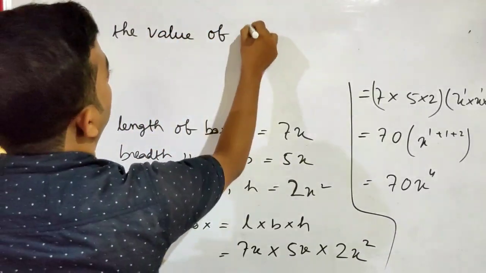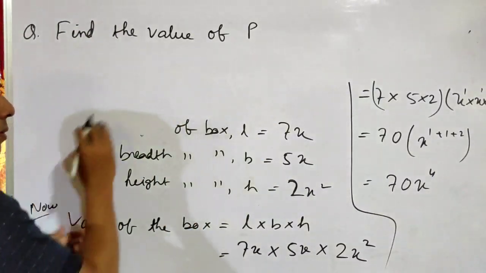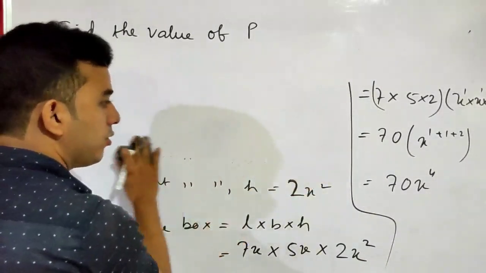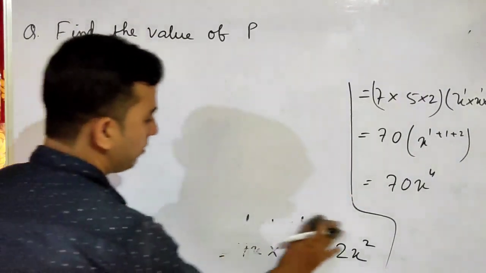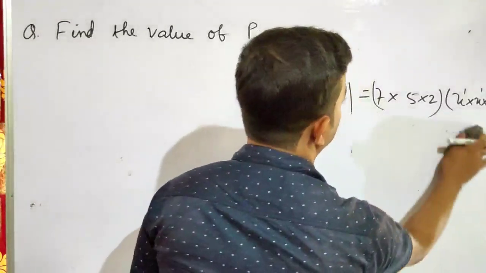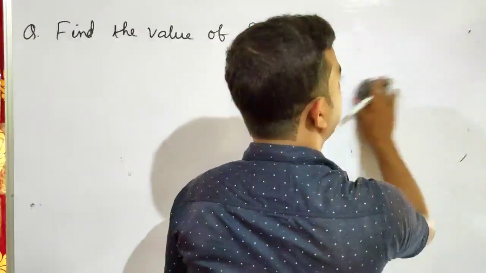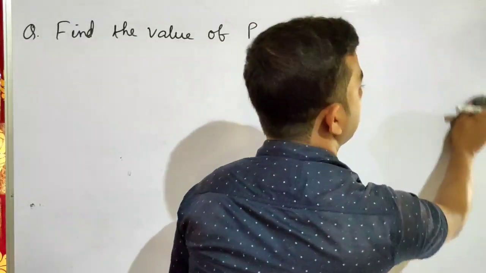Find the value of p. This one I have already discussed in our previous videos, but due to some background noises, many of you have told me that you didn't understand. So let me explain it here again. I hope today the sound system is good, isn't it?